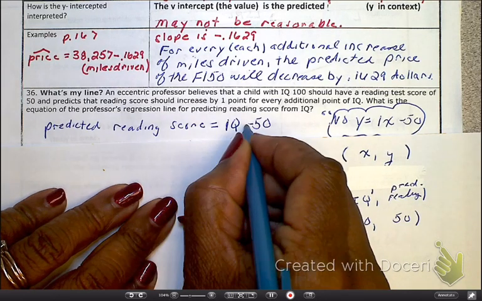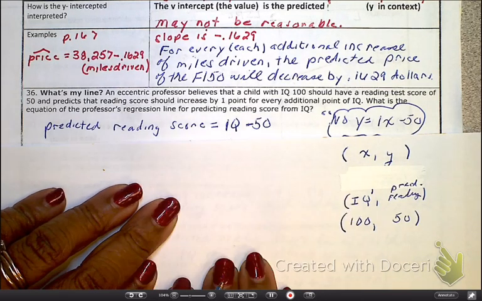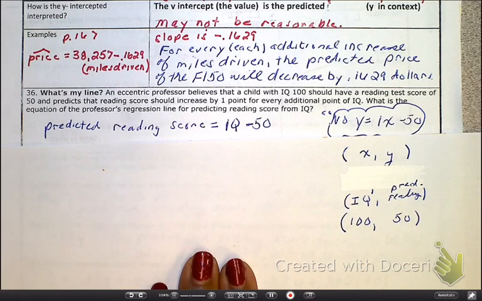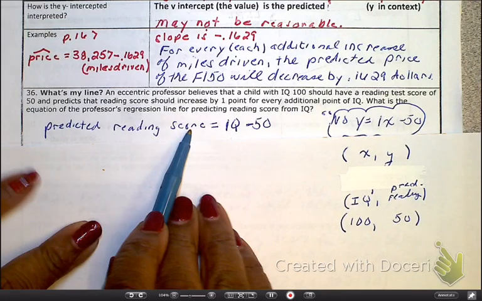Now, I'm telling you right now, does that even make sense? So far, no. How are you going to get a test score of a negative? You know, don't show up. I mean, really, don't show up. Okay, but this is where I got this equation from.